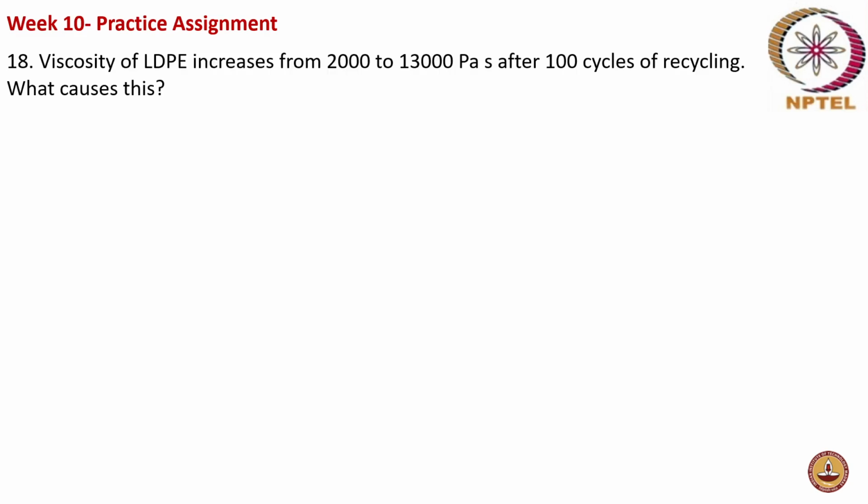Next. Viscosity of LDPE increases from 2000 to 13,000 Pascal seconds after 100 cycles of recycling. This is what we saw in one of the previous questions, that due to multiple recycling, LDPE viscosity increases. But what causes this increase in viscosity of LDPE? What is actually happening in LDPE due to multiple recycling process that leads to increase in its viscosity?